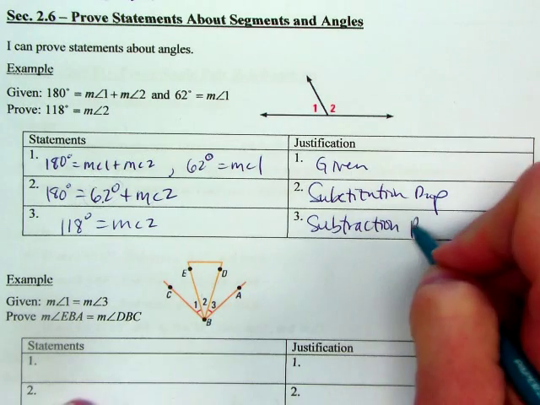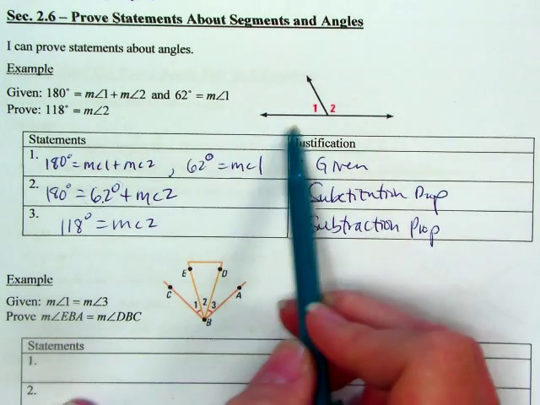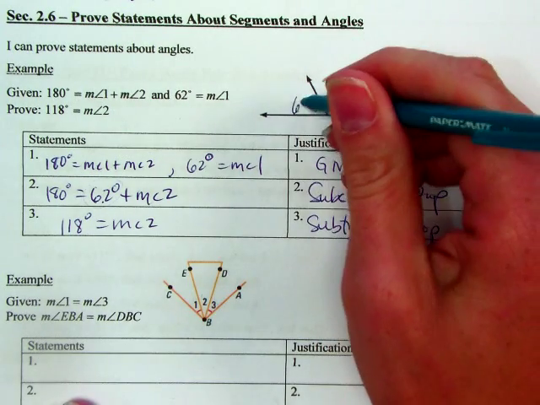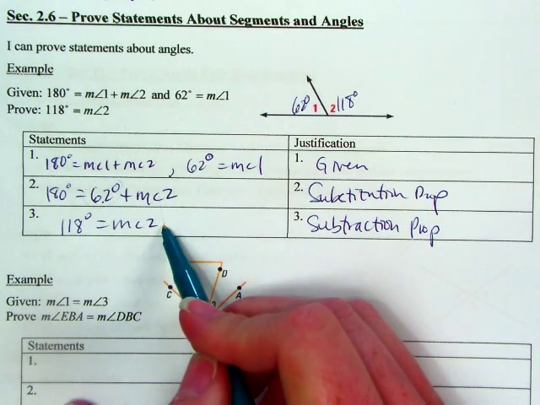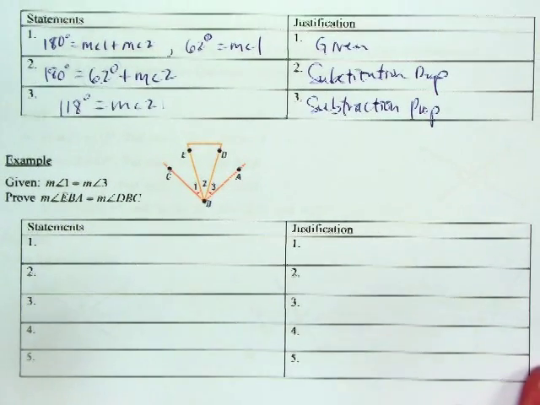So a very simple problem to do. If I gave you this picture and I said that this was 62, I think most of you could come up with 118. I'm just putting into words what actually happened. That's kind of what a proof is all about. Now let's do one that's a little bit more involved.